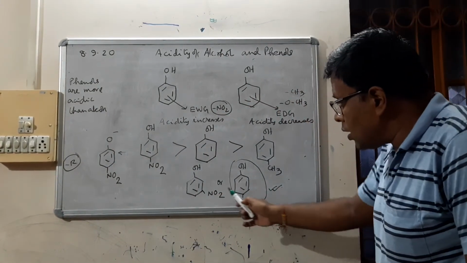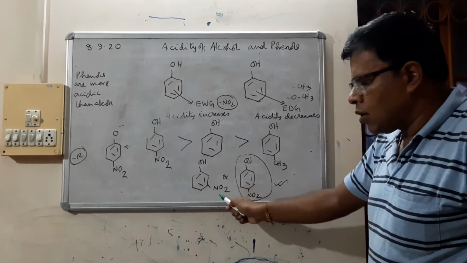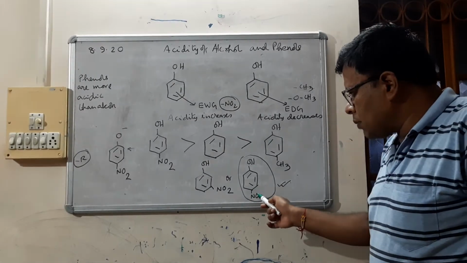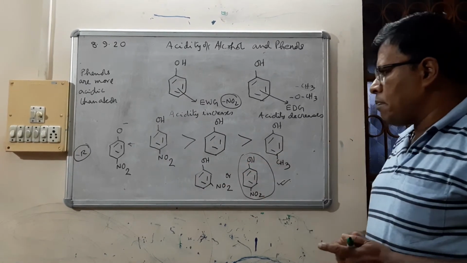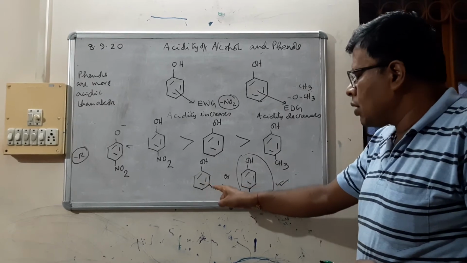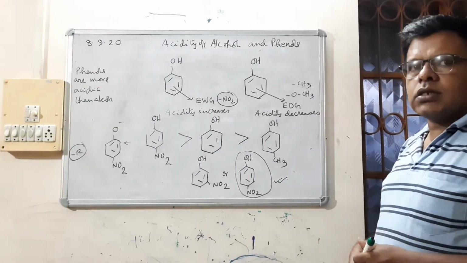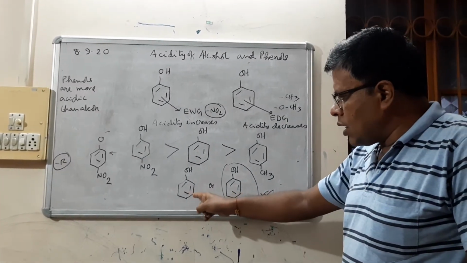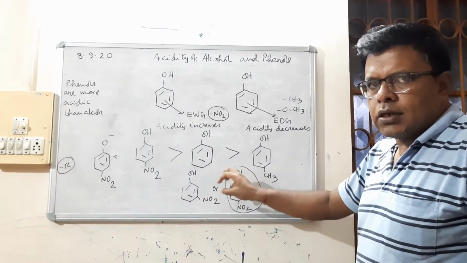So here we have the electron withdrawing group at meta position, so minus R effect will not be there. Here minus R effect will be there, it being at para position, so that's why this compound will be more acidic than this compound. Minus R effect will not take place, but of course there will be minus I effect here. But minus I is always weaker than minus R, so that's why this compound is much more acidic.